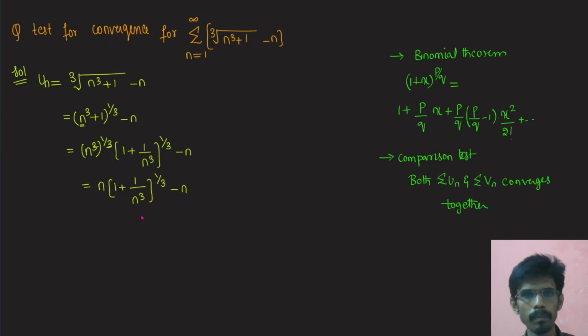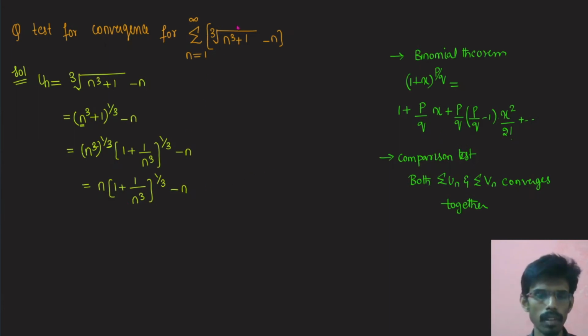Now see here, compare this 1 plus 1 by n cube whole power of 1 by 3 with the binomial expansion. 1 plus x whole power p by q equals 1 plus p by q into x, the next term is p by q into p by q minus 1, x square by 2 factorial, and so on. This is the binomial expansion. Now apply this binomial expansion to this term.